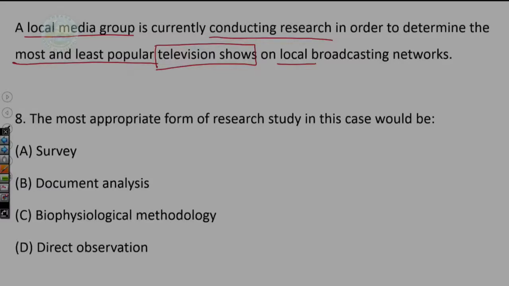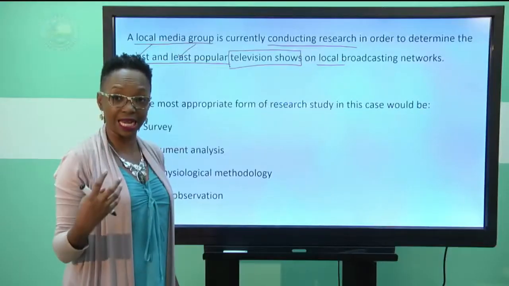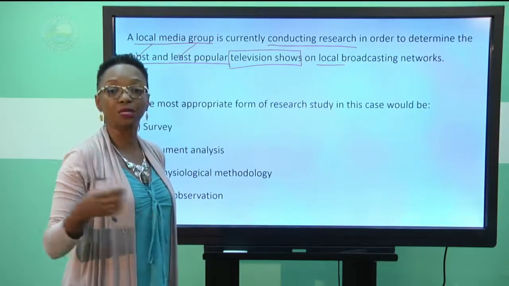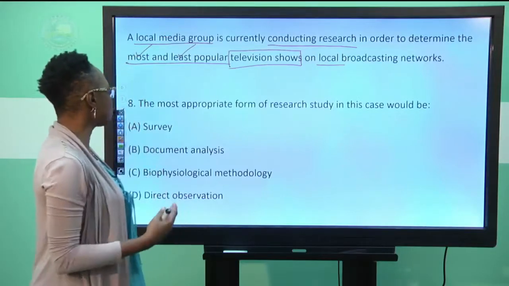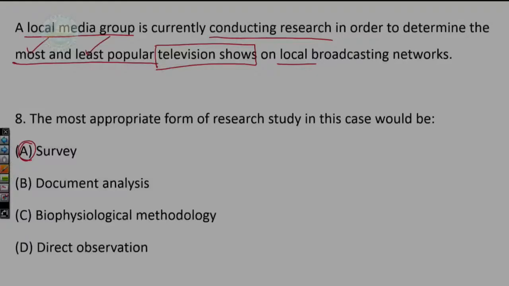So the first question from this prompt asks, the most appropriate form of research study in this case would be A, survey, B, document analysis, C, biophysiological methodology, or D, direct observation. Because of the nature of the research that the media group is conducting, and because they want to get the most and least popular, they actually want numbers. When we're looking at research that involves the collection of information related to how many or how little, how much, quantity, one of the fastest ways to do this is through survey. Because you're able to get the information out there and gather as much of the data as quickly as possible to give you numbers.